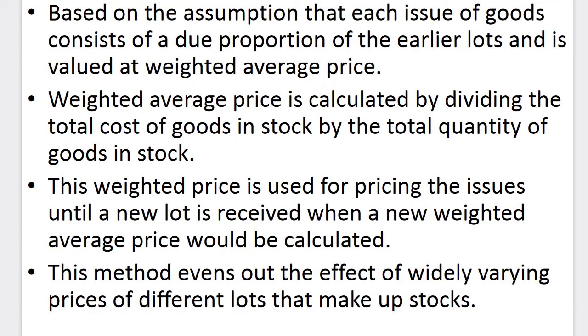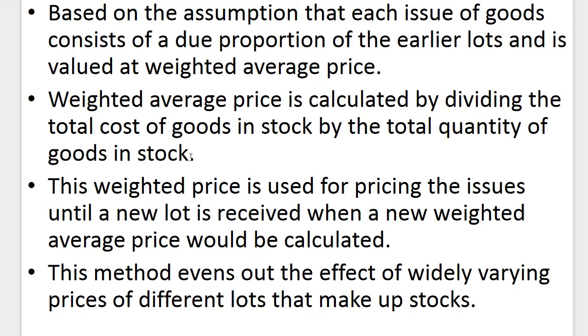Now for the weighted average price method. This is based on the assumption that each issue of goods consists of a due proportion of the earlier lots and is valued at the weighted average price. Maybe this is mathematically sound or better even than the first two. What you do here is average all the prices, so that you will know more or less the cost of each good based on the weighted average method. The weighted average price is calculated by dividing the total cost of the goods in stock by the total quantity of the goods in stock, right?